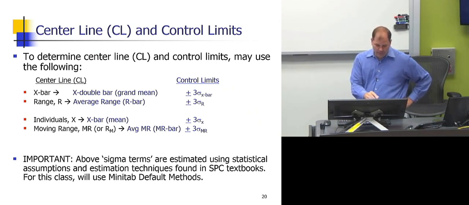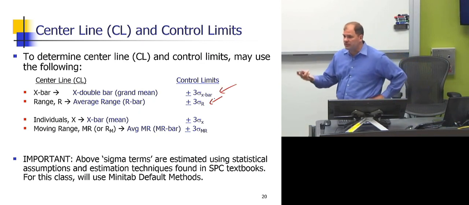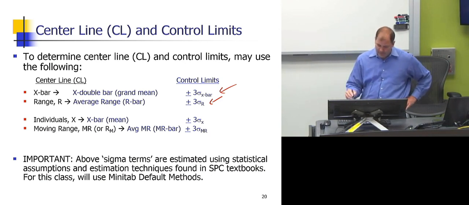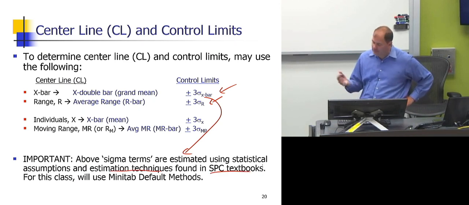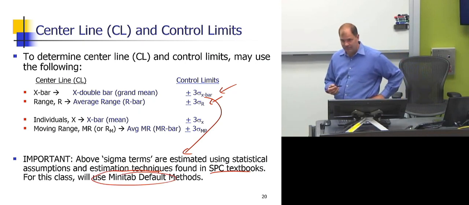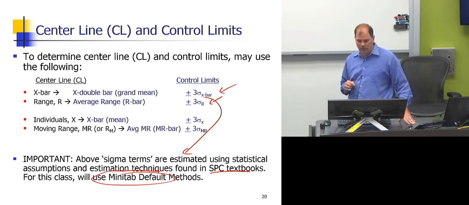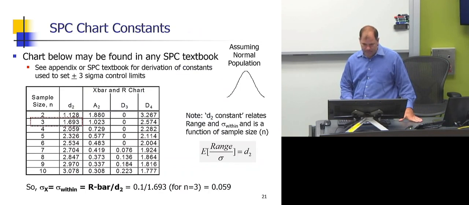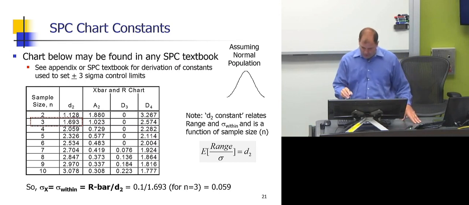As a reminder, depending on the statistic, the limits are going to be 3 sigma X bars, 3 sigma ranges, 3 sigma X's if it's individual, or 3 sigma moving ranges. To get these numbers, I'm going to use estimation techniques that are found in books. In this class, I'm just going to let Minitab do it for me. I'm not going to go through the details of these. I'll give you a couple of them that are used very widely, but we'll let the software do these for us. I don't want to go too deep, but I'm going to go as far as this goes.